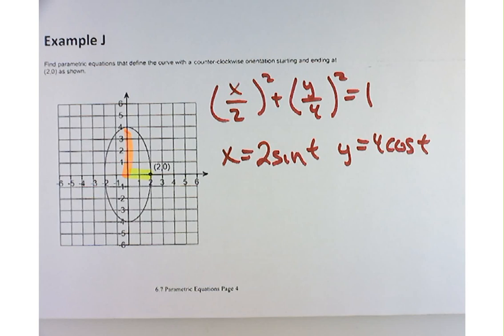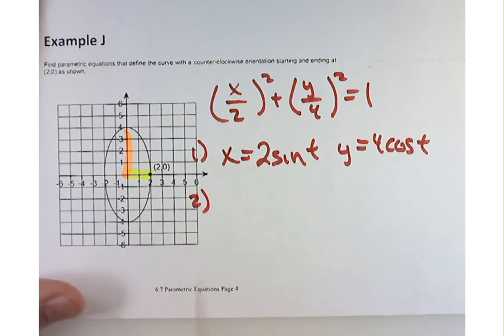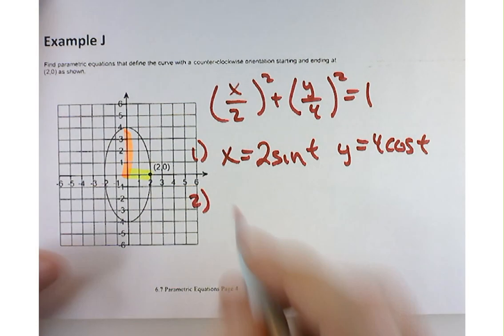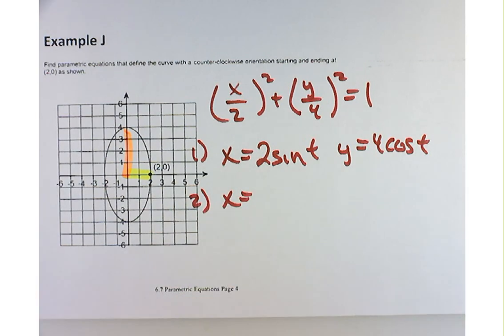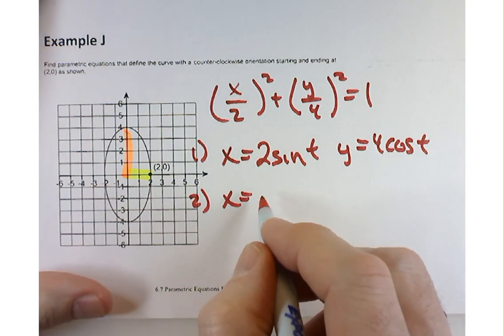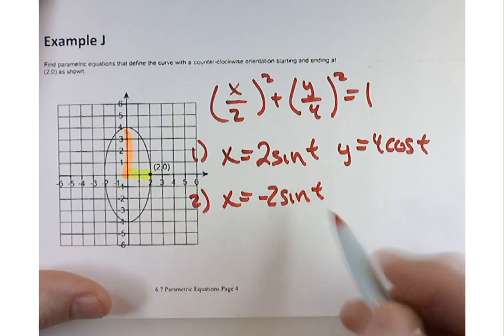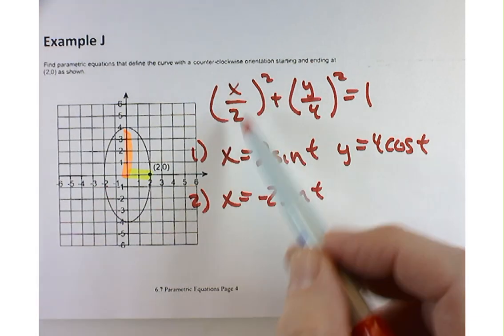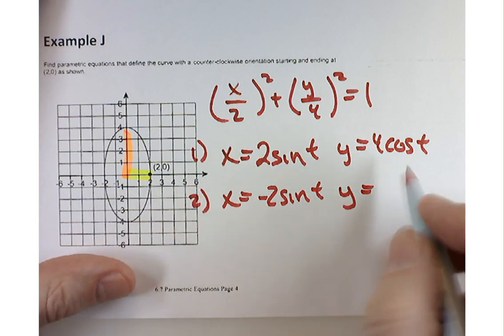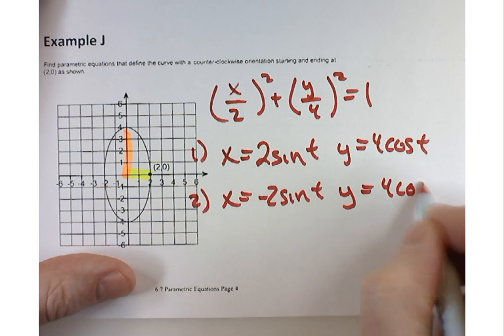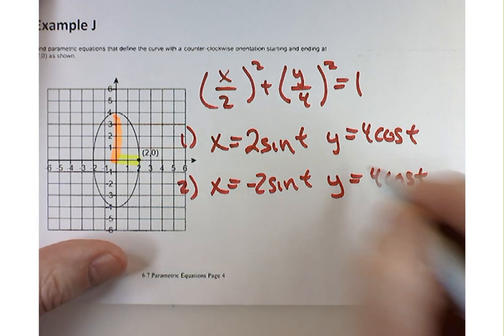But those aren't the only solutions I can come up with. So that's one solution. What's another parameterization? What else could I do here? How about -2 sine of t? Because when I cancel out the 2 and square it, the negative is going to disappear. So, okay, that'll work. And y would equal, I could still leave this as 4 cosine of t. That'd be a different parameterization. Or I could make them both negative. Doesn't matter.